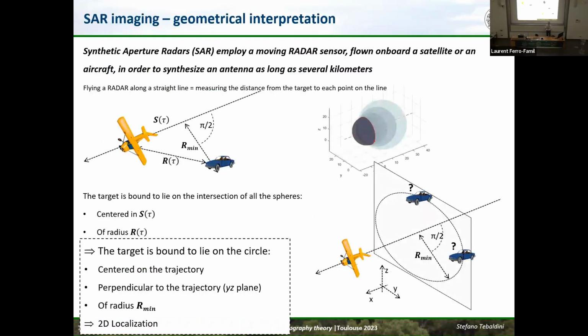Now, with this in mind, we can finally see SAR imaging. So we start again from the geometrical interpretation. We measure the delays along a trajectory, and so at the end we should be able to localize a target somewhere over this circle.